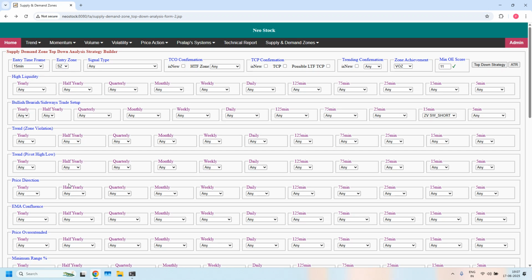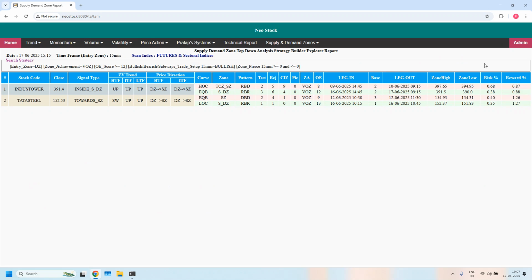For bullish trade setup, entry time frame zone is 15 minutes demand zone. And here, bullish trade setup, I'm selecting bullish. And one more, minimum odd enhanced score should be 12. So with these changes, we got 2 stocks.